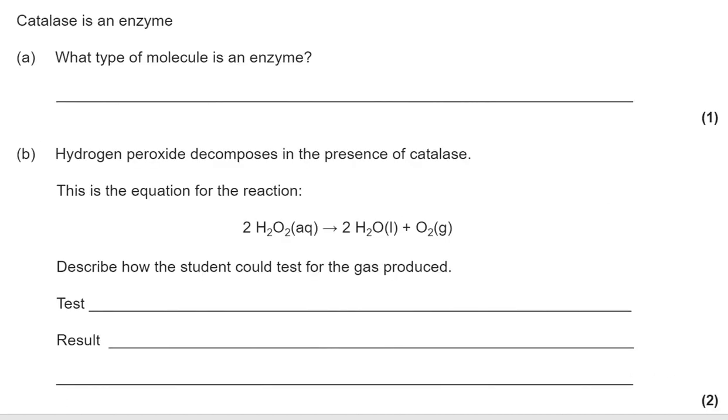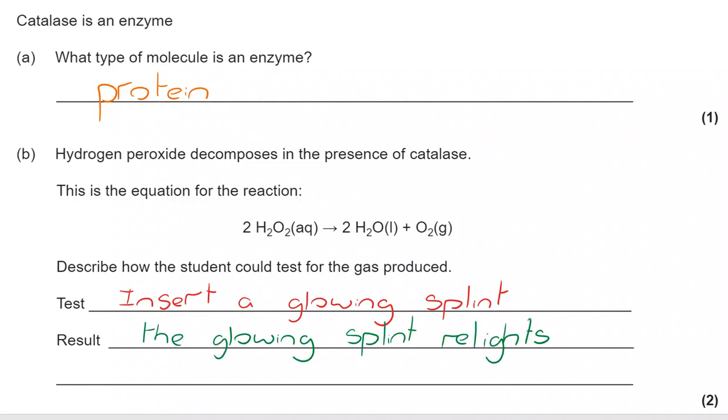So going back through, what type of molecule is an enzyme? It is a protein. Hydrogen peroxide decomposes in the presence of catalase. The equation for the reaction we have here is 2H2O2 goes to 2H2O plus O2. How could we test for the gas produced? Well, we could insert a glowing splint, and the glowing splint would relight. That's the standard test for oxygen.